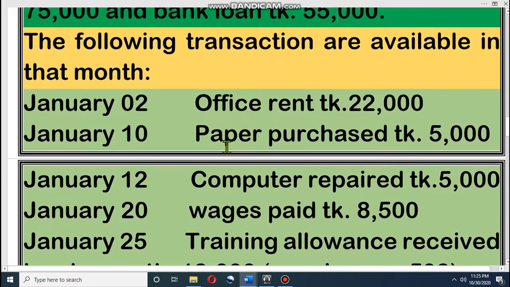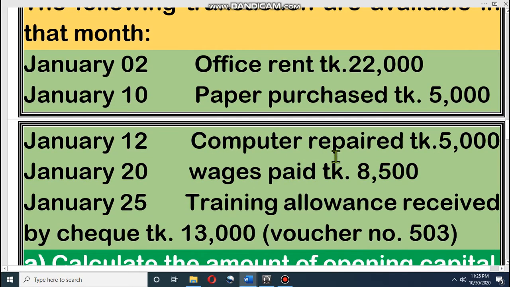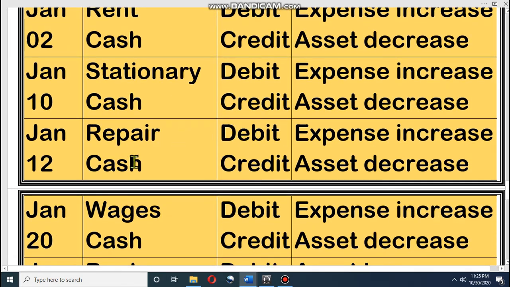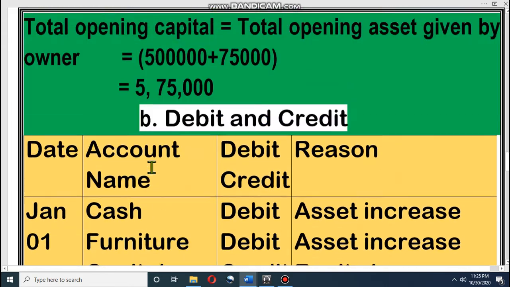Then next transaction, look at computer repair. That means we have repaired the computer. Repair is an expense account. Repair debit, cash credit. Expense increases, that's why it is debit. On the other hand, cash, same reason, decreasing, cash credit.